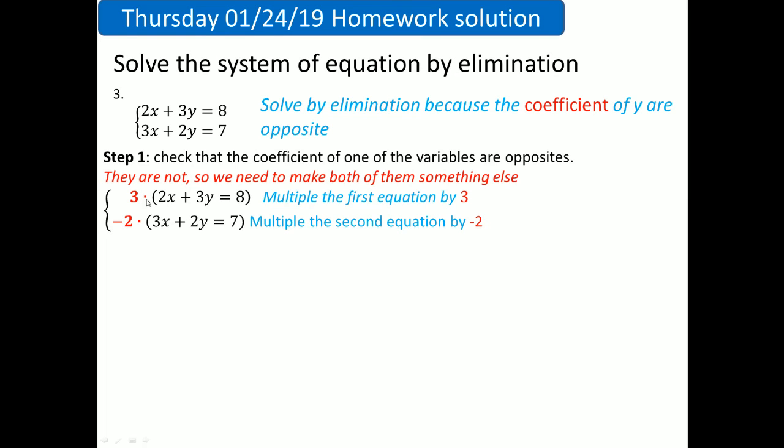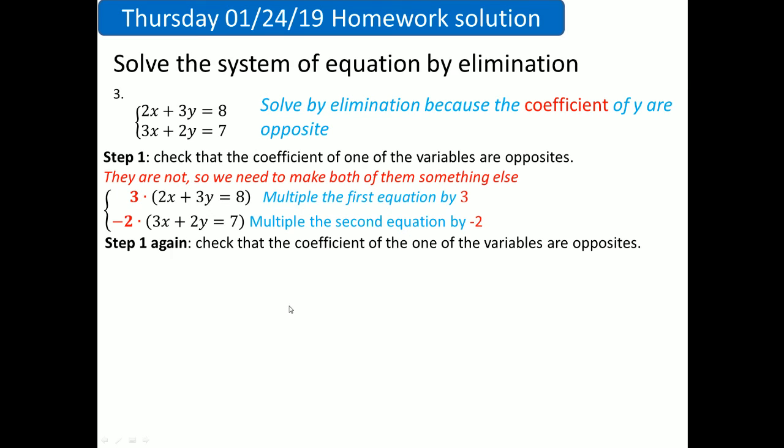So the first one I'm going to multiply by 3, and the second one I'm going to multiply by negative 2. Why? Because look, 2 and 3, the number that they are factors of is 6. So I'm trying to make this a 6x and I'm trying to make this a negative 6x. So when I combine them, they disappear. The numbers 3 and 2 are both factors of 6. That's why I multiply by these two values.